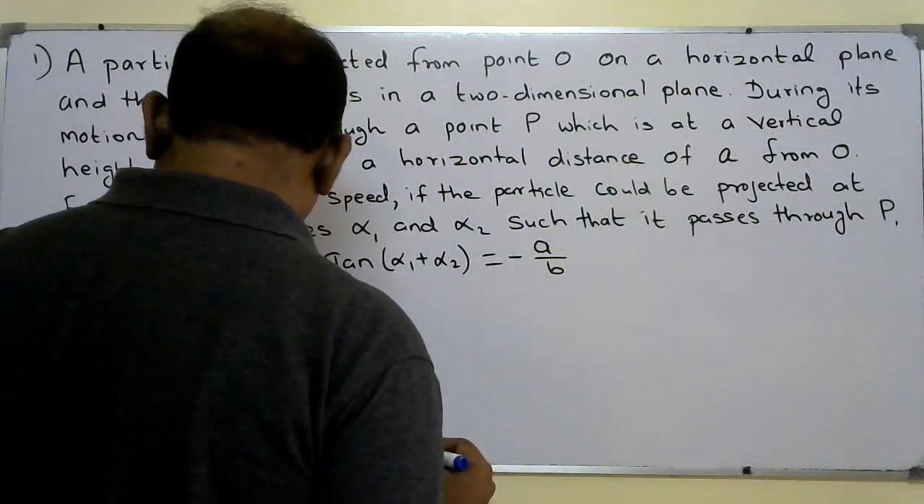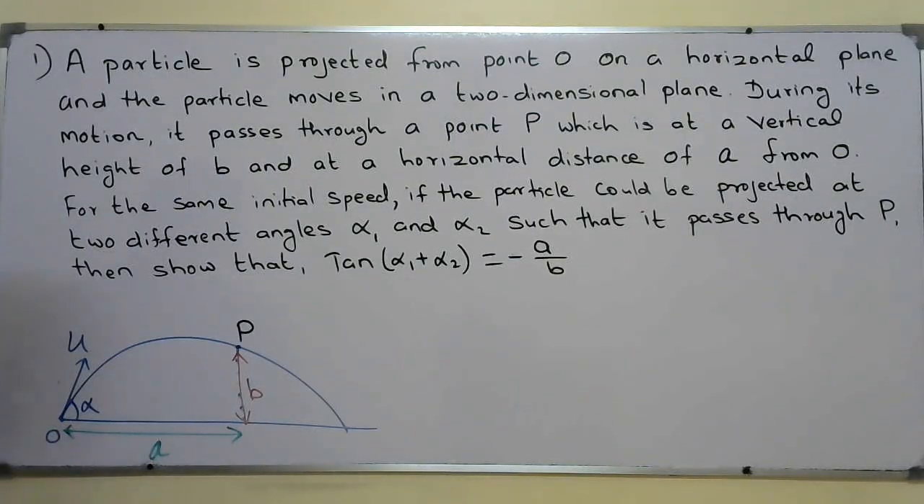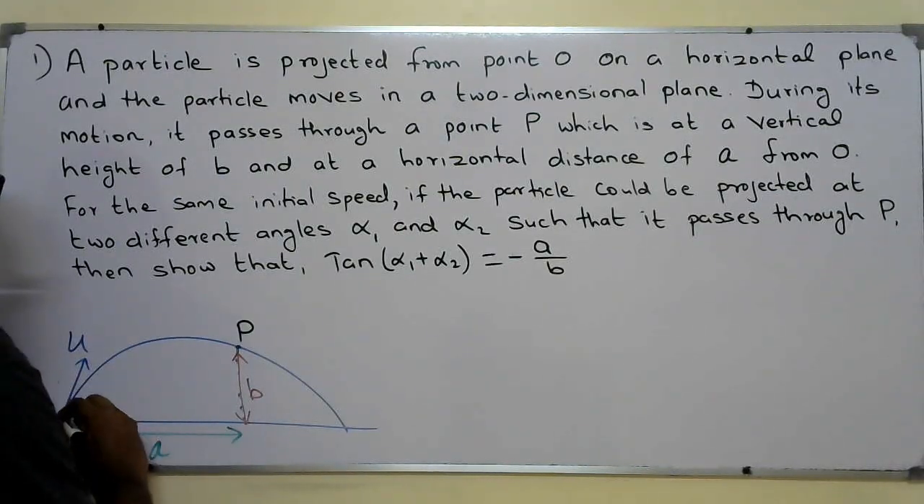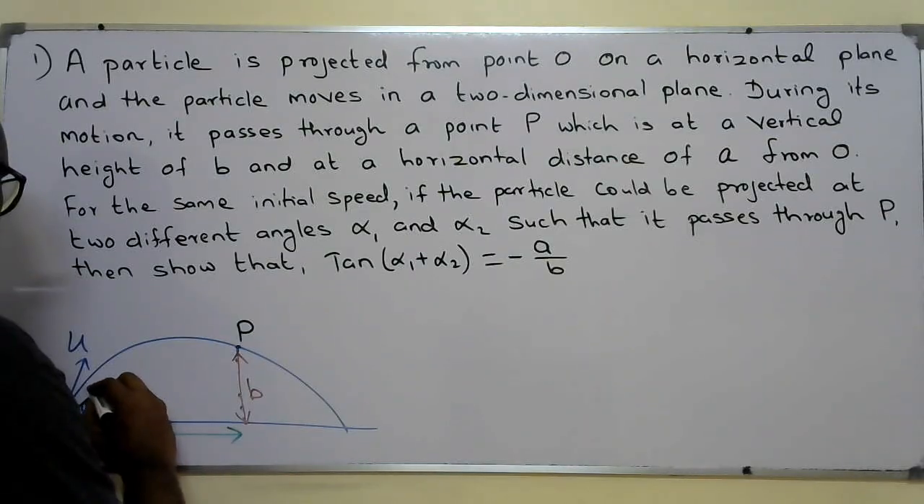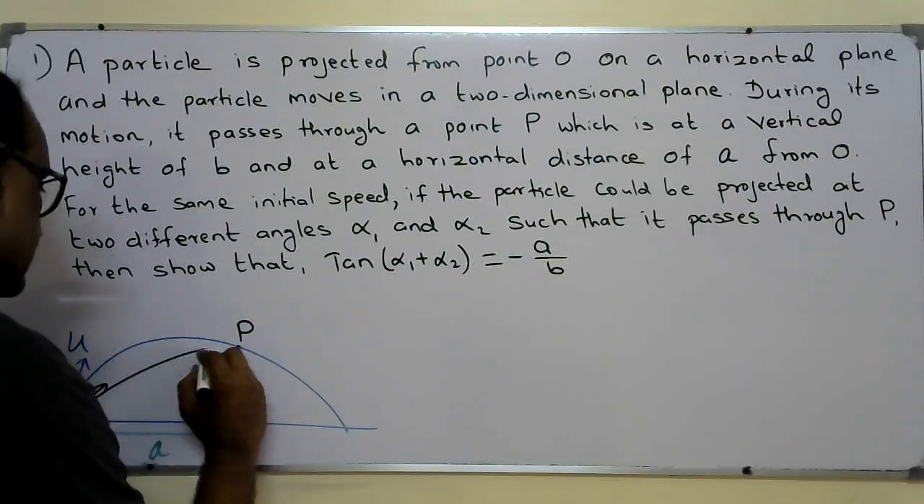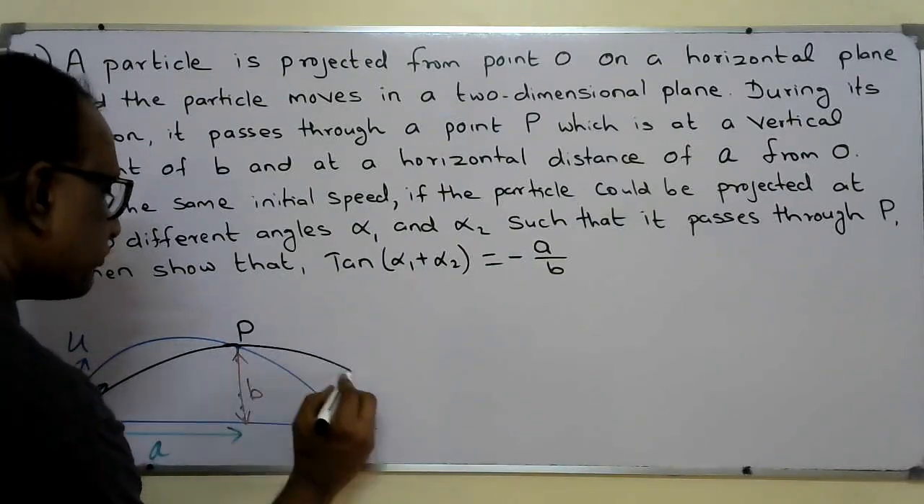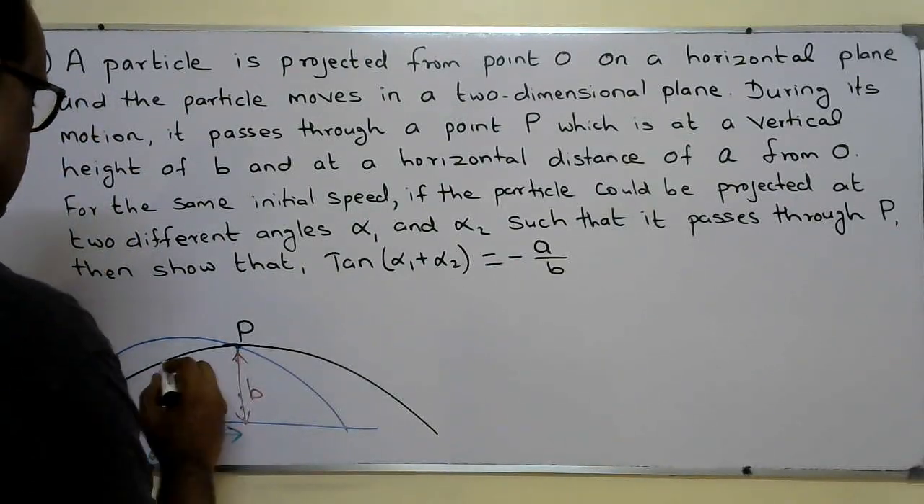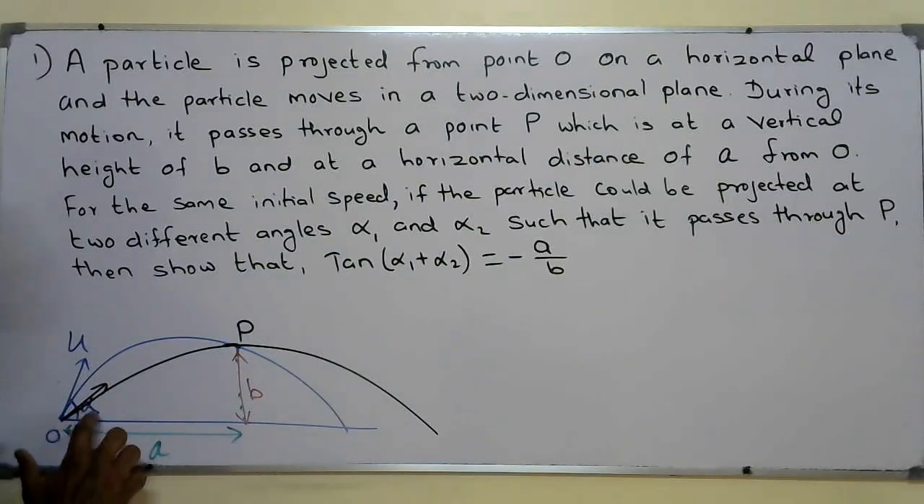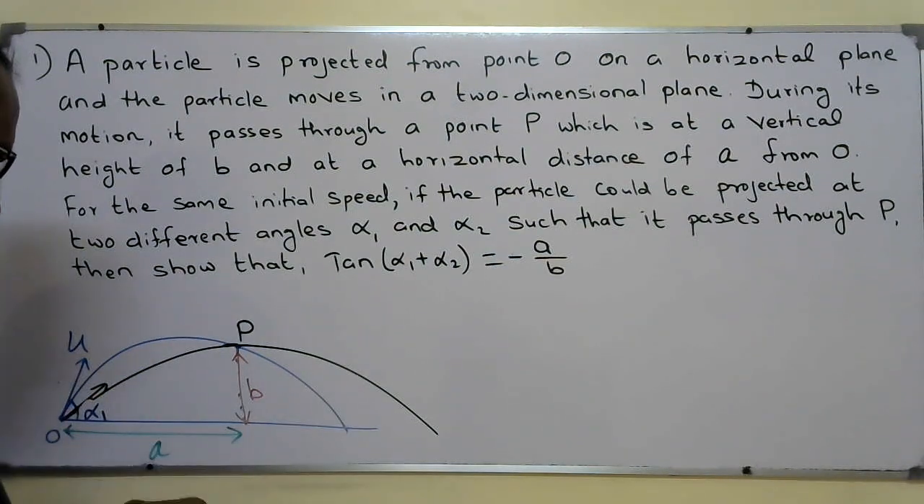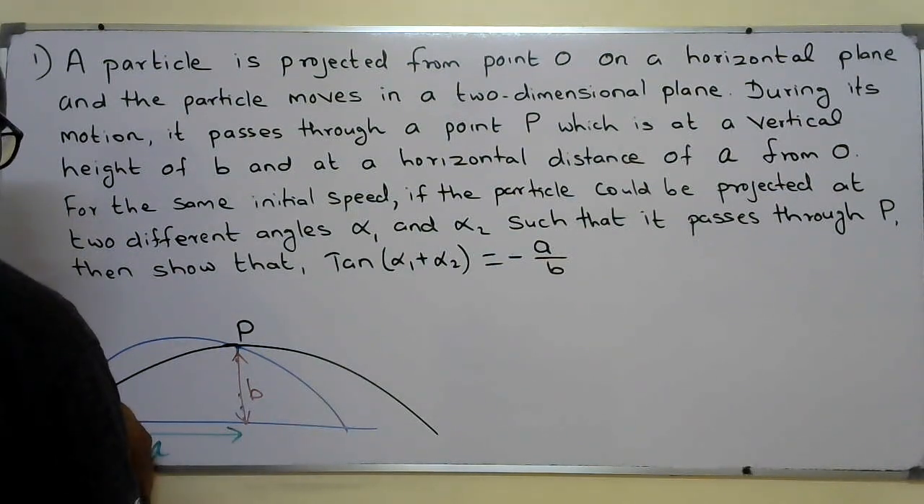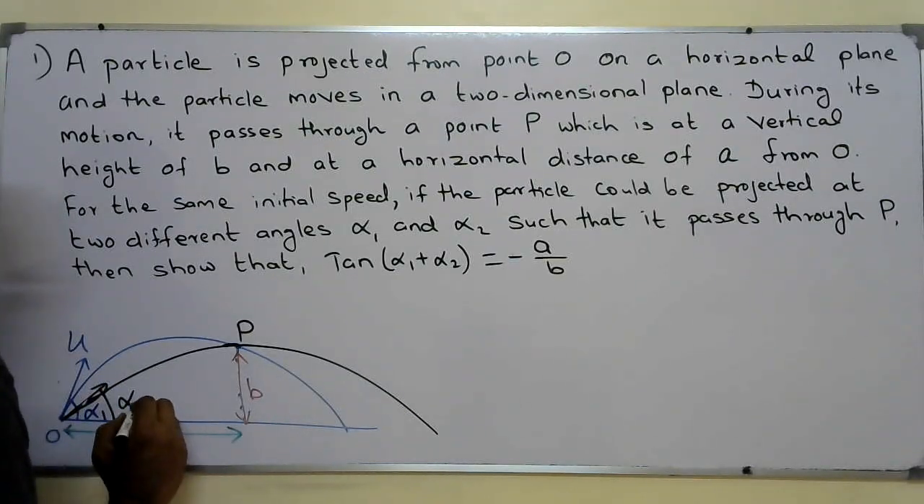The first projectile could be like this. Second, we could project at another angle, something like this, such that it passes like this. But the range could be different. So this is a second projectile. The initial angle of the first one, which I drew earlier, is alpha 1, and the second one, drawn in black ink, has angle of projection alpha 2.